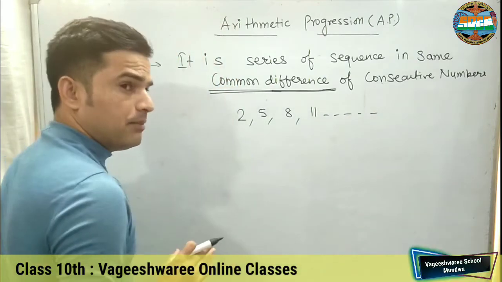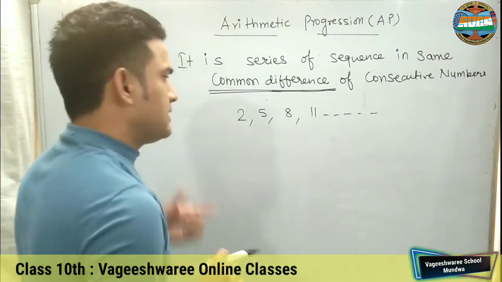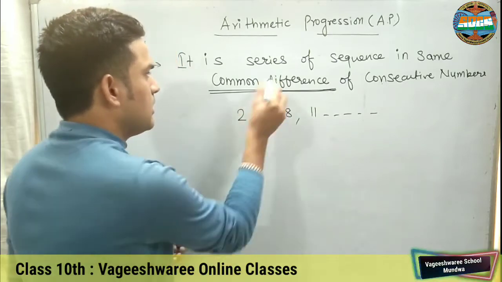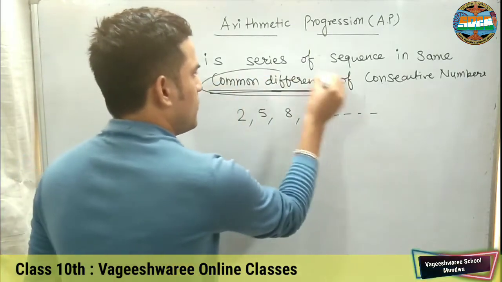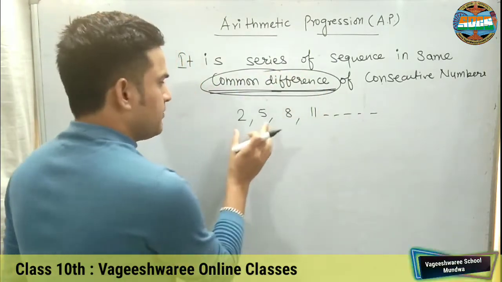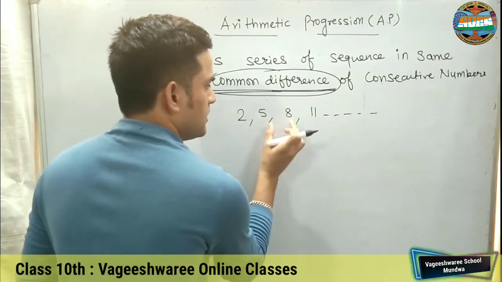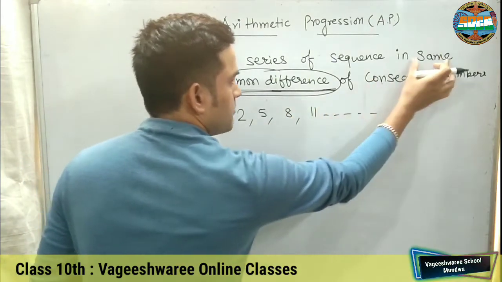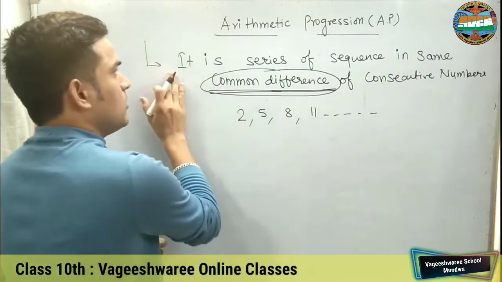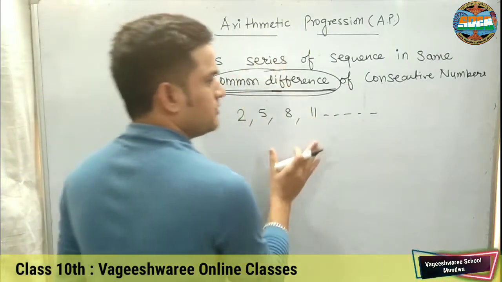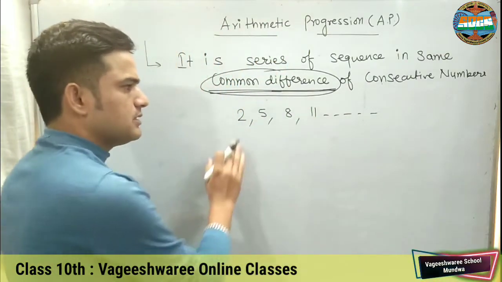Is this an AP or not? We can decide it by the factor of common difference. If the difference between two consecutive numbers is the same, then it is called AP. Otherwise we do not call this series an AP.